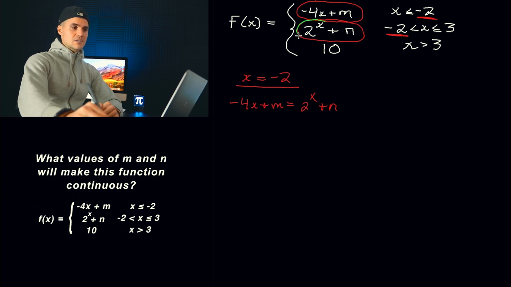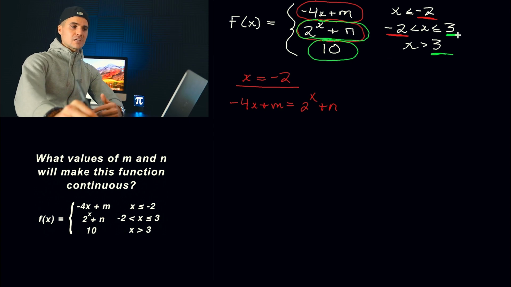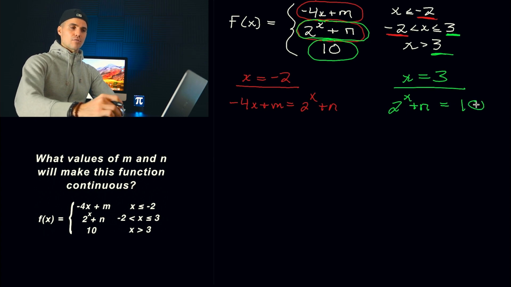Now, notice that this second piece, 2 to the power of x plus n, and this third piece, the y value of 10, are meeting at this x value of 3. So we know at that x value of 3, the y values have to be equal, so that second piece has to equal that third piece. Then all we have to do is plug in our x values for both of these equations, and we'll have two equations and two unknowns, m and n.